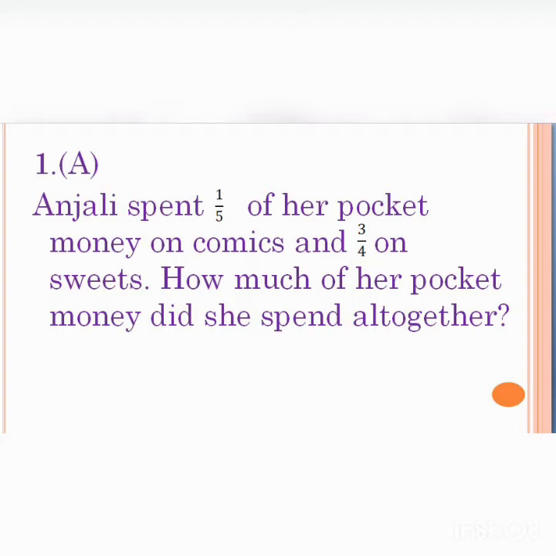It says, Anjali spent 1/5 of her pocket money on comics and 3/4 on her sweets. So the first information is she spent 1/5 of her pocket money on comics. Second information given is 3/4 on sweets. Now what is asked by us? It is how much of her pocket money did she spend altogether. When I say altogether, we have to add the given fractions.